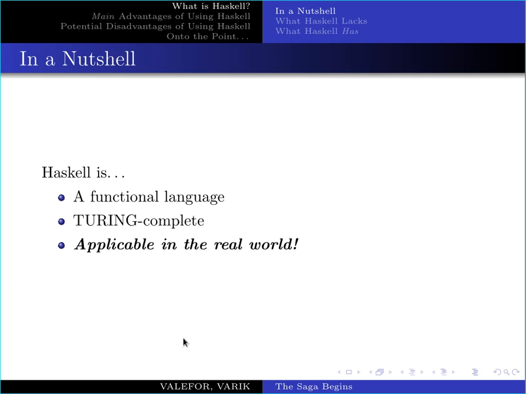Let's move on to discussing what Haskell is. In a nutshell, Haskell is a Turing-complete, functional language which can be applied to solve real-world problems, contrary to popular belief.